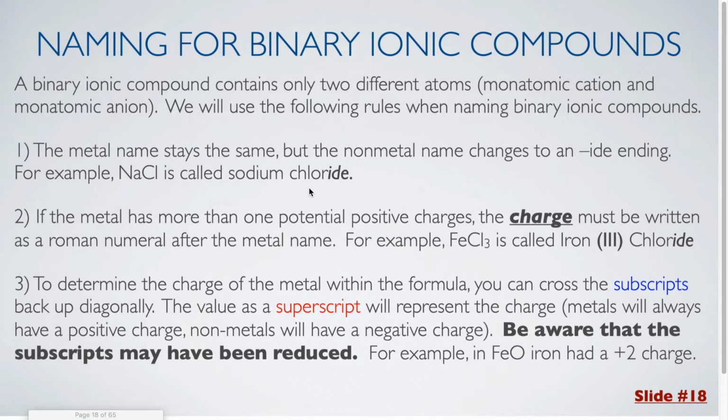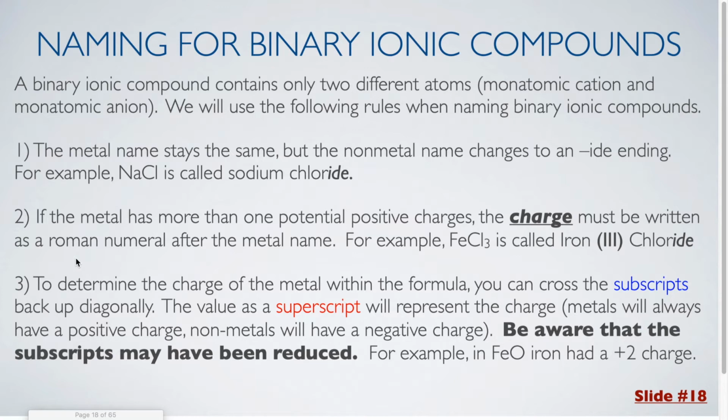Our second rule is if the metal has more than one potential positive charge, the charge must be written as a Roman numeral after the metal name. This helps us to distinguish between the different variations of that metal. So for example, iron can have more than one potential positive charge. In FeCl3, the charge of the iron is 3. So in the name, we would call this iron 3 chloride.